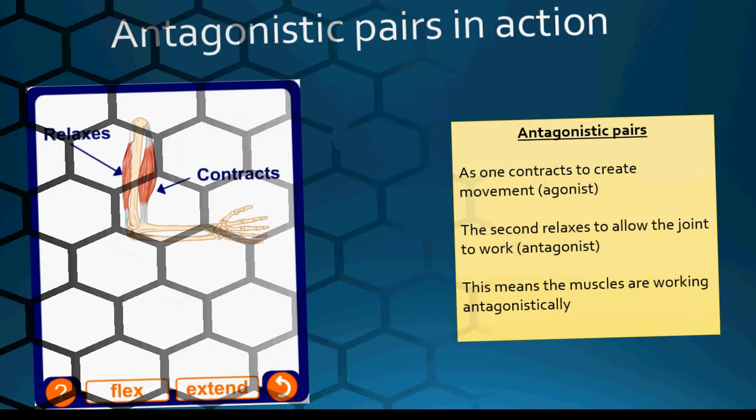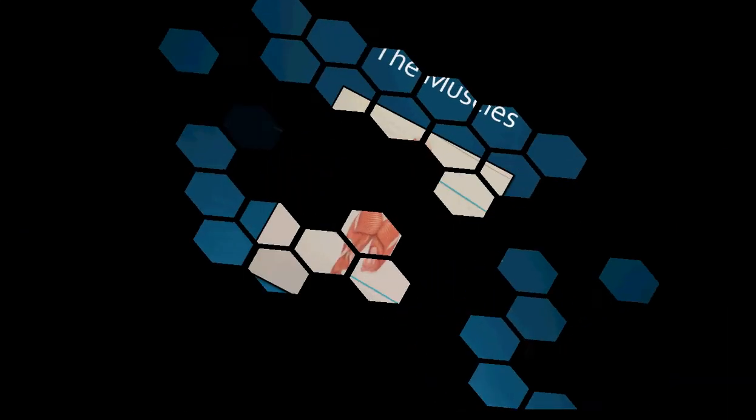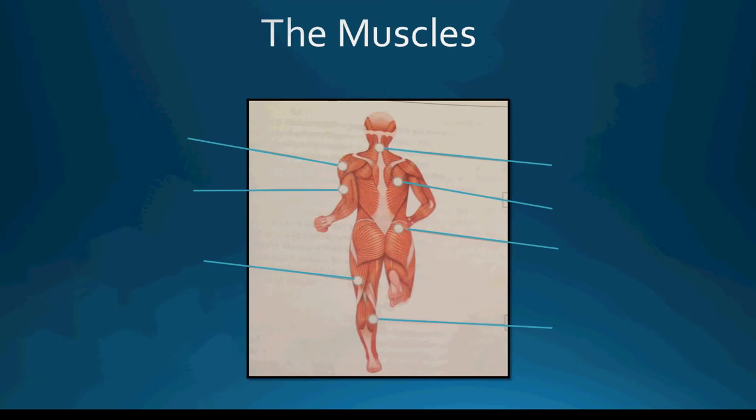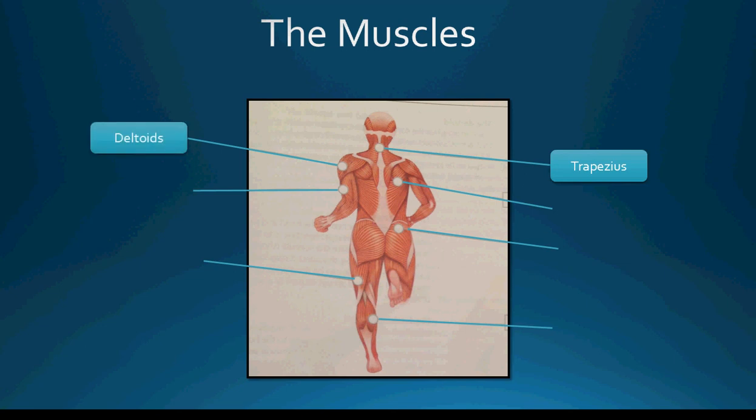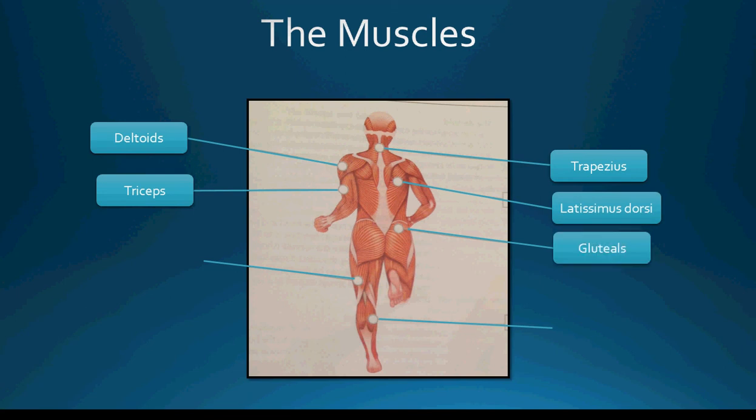In terms of the muscles that you need to know, there are 11 major muscles you need to know for your exam. We're going to start at the top of the body and work our way down. So we've got our trapezius, deltoids, triceps, latissimus dorsi, gluteals, hamstrings, and gastrocnemius.